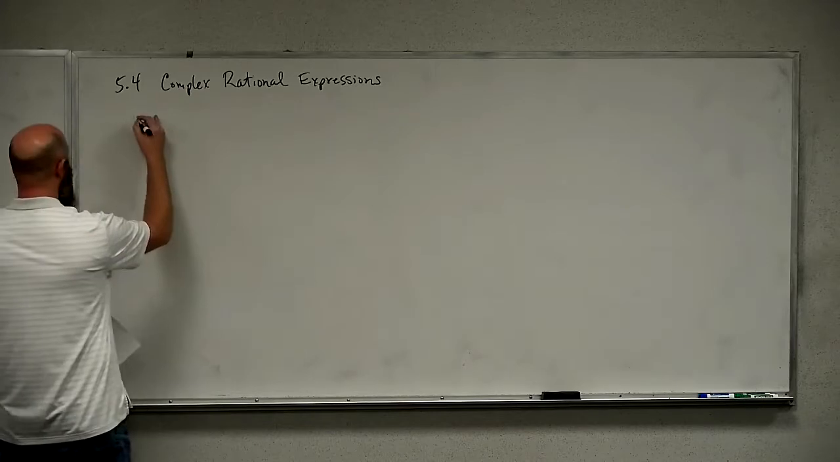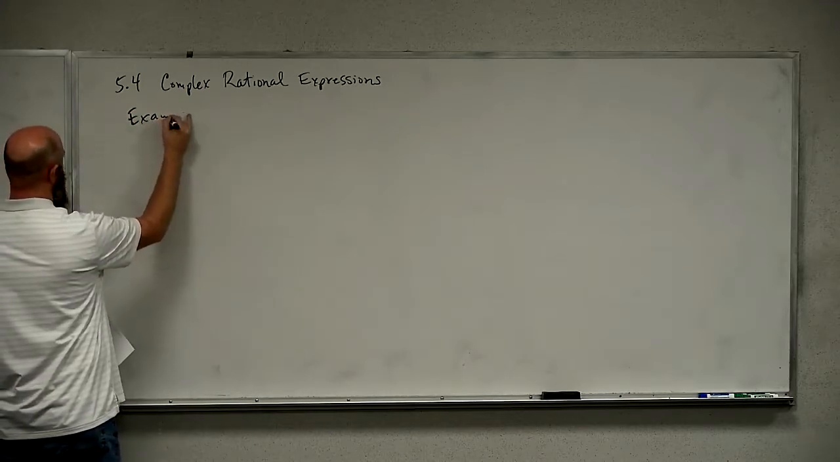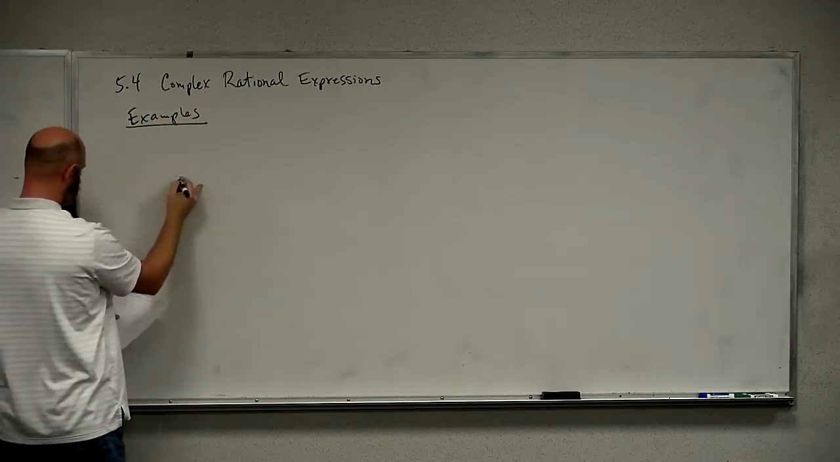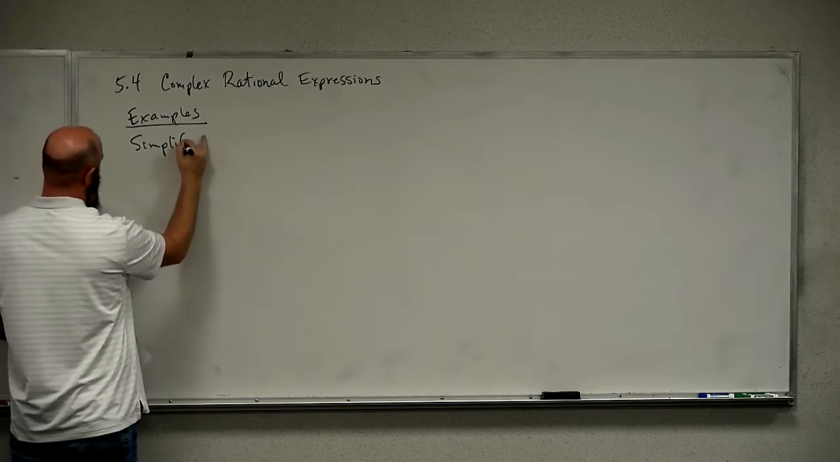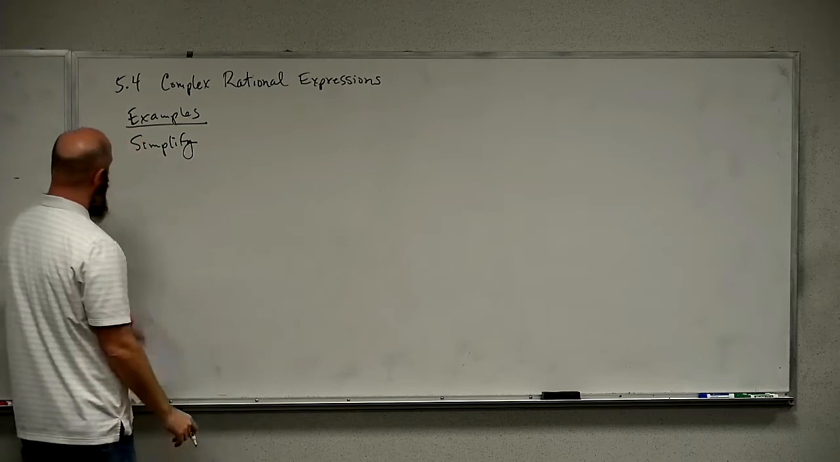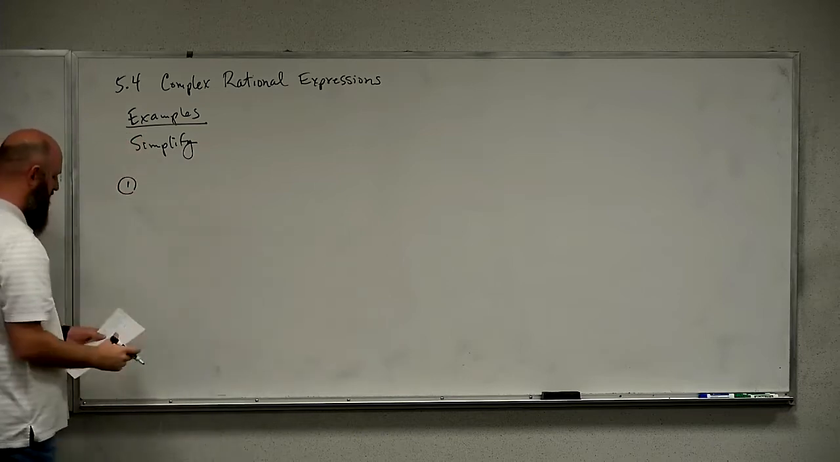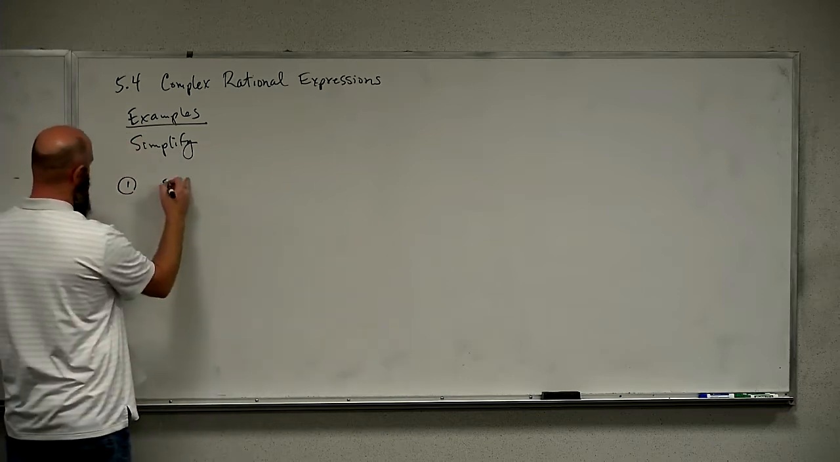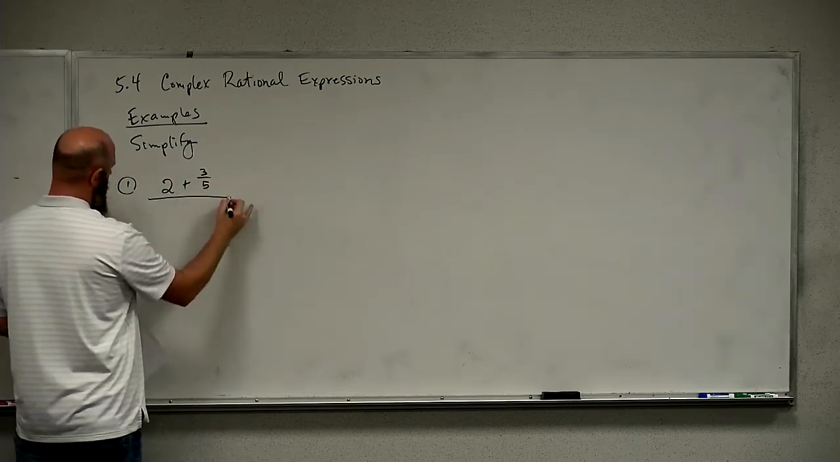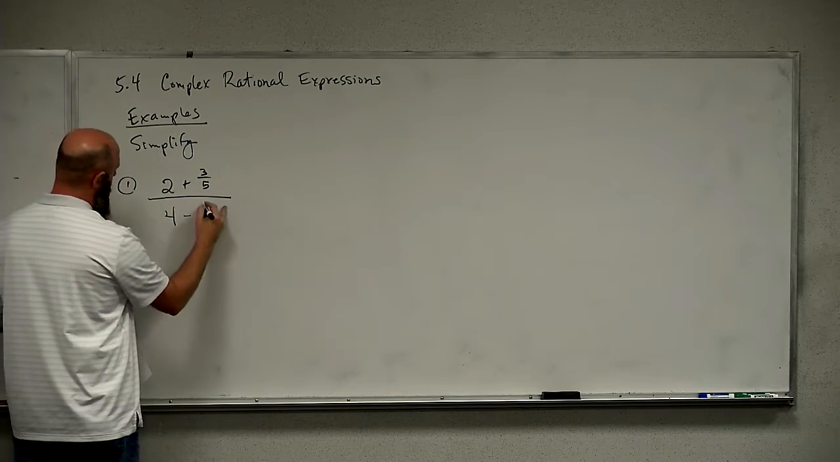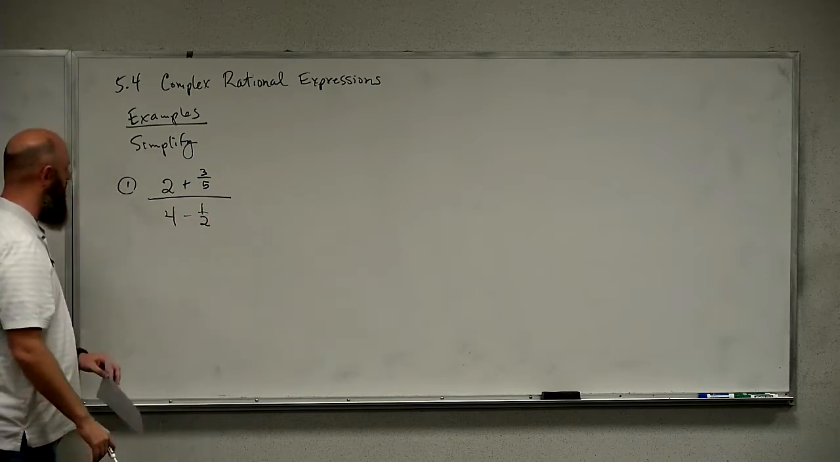Now, we don't have any definitions here, so we're going to go straight to our examples. And we're going to use simplify as our instructions here. So number one, let's just start with numbers. So 2 plus 3 over 5, all divided by 4 minus 1/2.